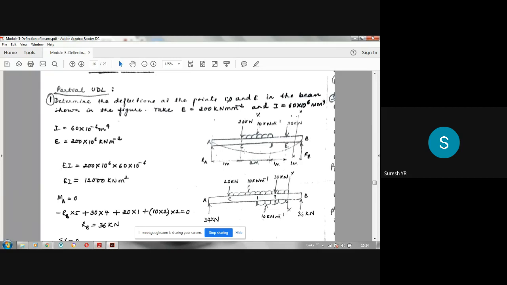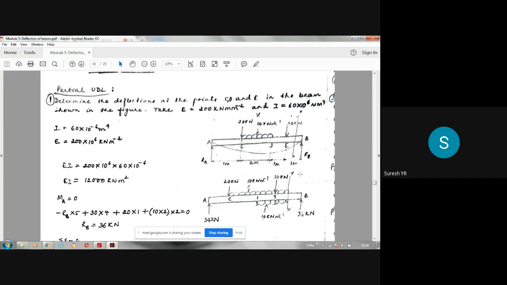If they ask rotation at A and B, theta A and theta B we have to find out. That's all. Okay. If you want, for the same problem, you can try to get the value of theta A and theta B also. So I have not done it here, but you can add that. Calculate theta A and theta B. Theta A means slope at A or rotation at A. Theta B means slope at B or rotation at B.